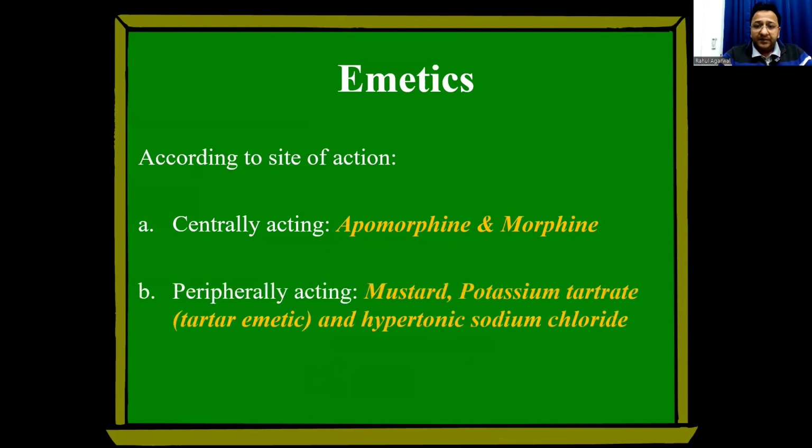In the peripherally acting, there is mustard, potassium tartrate, and hypertonic sodium chloride. There is one more thing which acts on both the central as well as peripheral. So both centrally and peripherally acting is Ipecac, and that we use very frequently. Okay, so this is the emesis part.